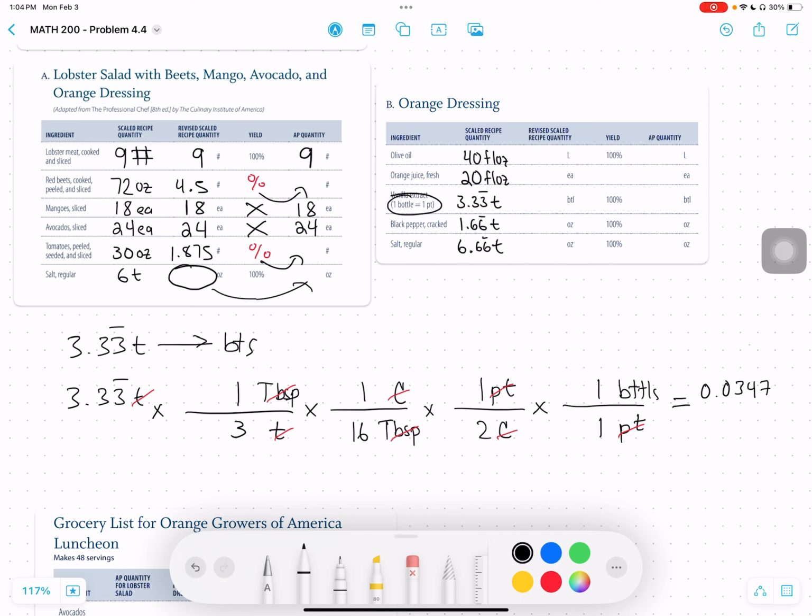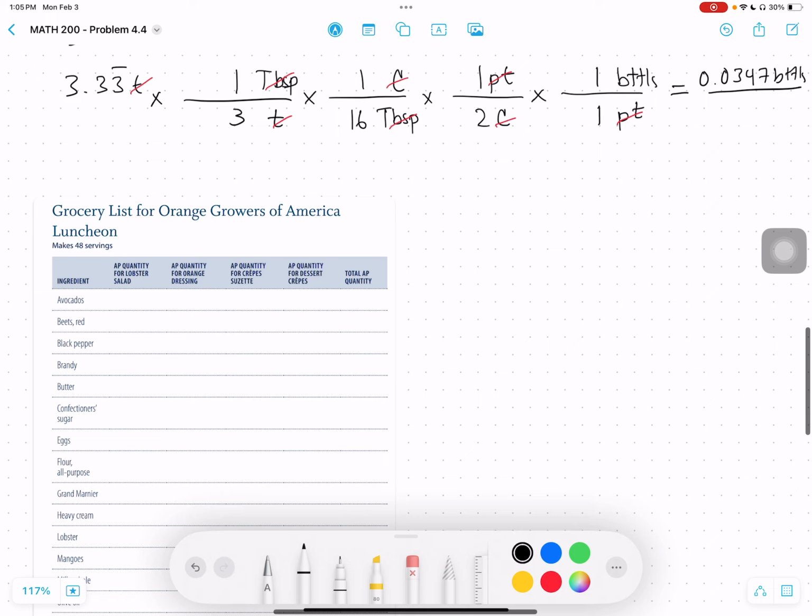Okay, so these are bottles. 0.0347 bottles into the yield, which is 100%. You just purchase the vanilla extract, or 0.0347 bottles. Okay, so make sure that you do all of the conversions for these two recipes and for the remaining recipes. And then we're going to move into the grocery list.